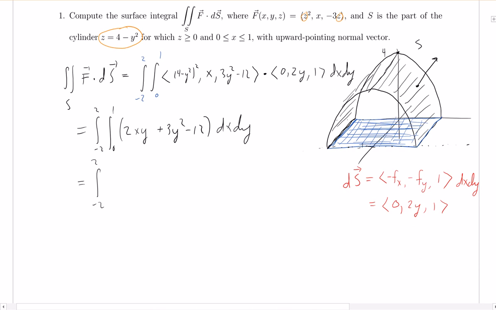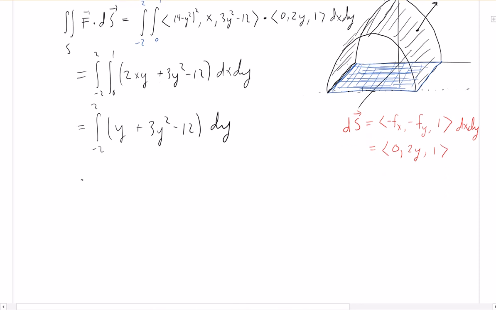So we do the x integral first. The integral of 2y x is y x squared, from 0 to 1, that's just y. And 3y squared minus 12 is a constant. So if we integrate the constant from 0 to 1, we just get that same constant again. And now we get 1/2 y squared plus y cubed minus 12y.